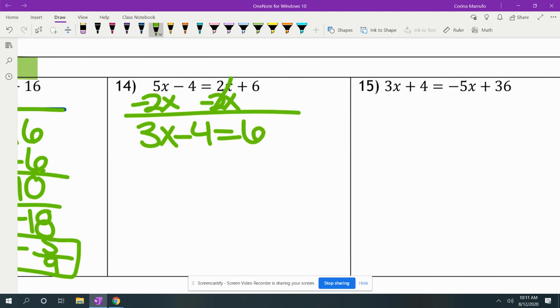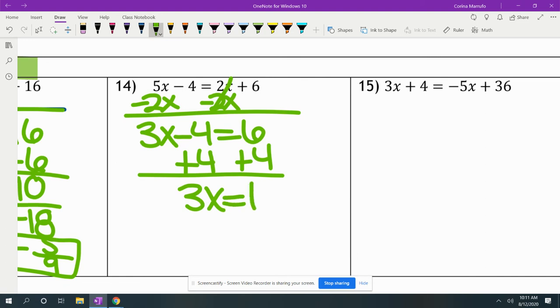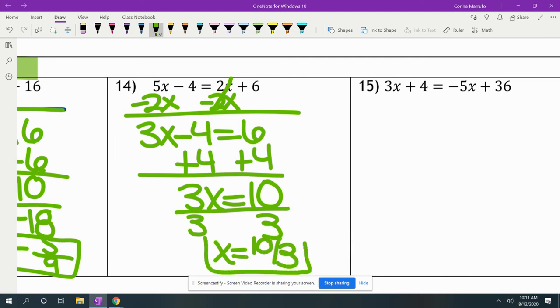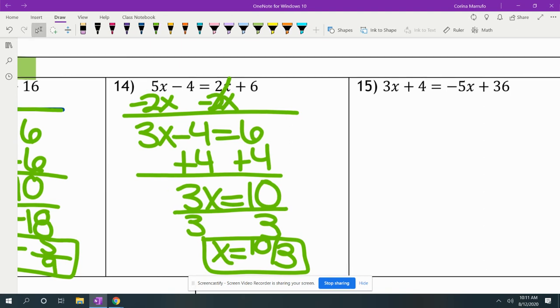Then our next step is to move this 4 over to the other side. So plus 4, 3x equals 10. And then our last step to solve for x is to divide both sides by 3. And we get x equals 10 over 3. And that we cannot simplify, so it's going to stay like that.